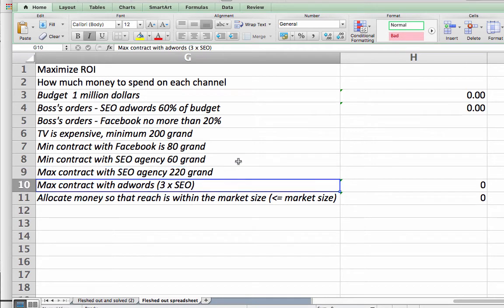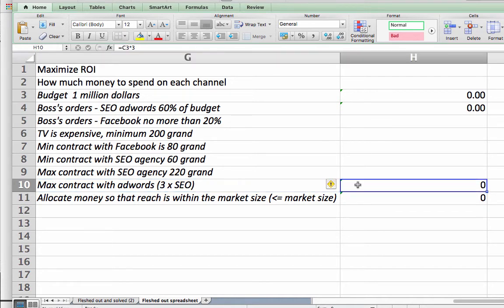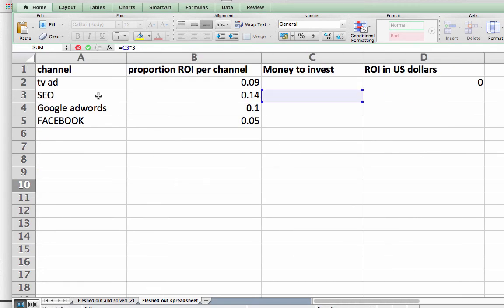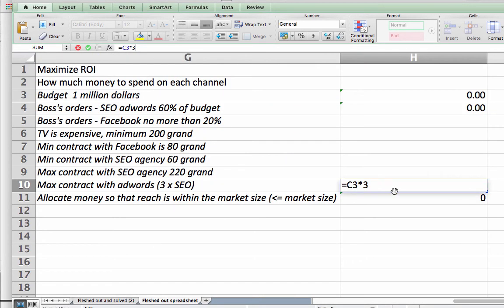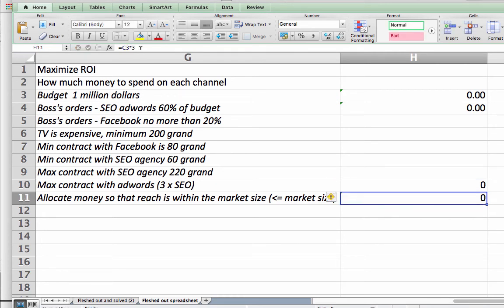Now this one does though. The maximum contract with AdWords should be no more than 3 times the SEO budget. We do need to create a bit of a formula for that, so let's look at what that is. Oh, it's simple. We just take C3, which is the amount of money that we're going to invest in SEO, and we multiply that by 3, and we'll need that to enter into the solver window.